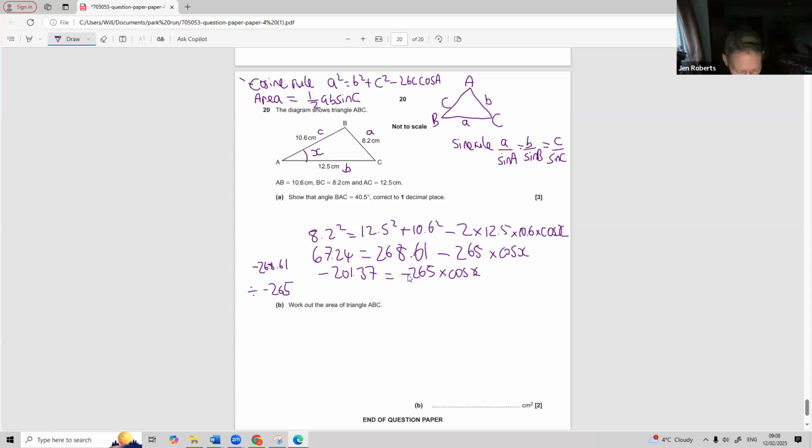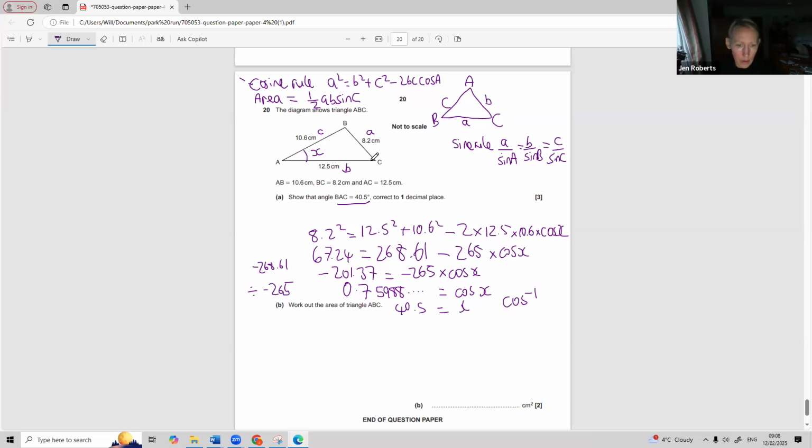Minus 201.37 divided by minus 265 gives you 0.75988. How do I make X the subject now? I need cos to the minus 1 of both sides. You should get 40, and I get 40.5. So I've shown that BAC equals 40.5. I know I've got all my 3 marks there. I have got an alternative here: you can just memorize the rearranged version of this cosine rule.